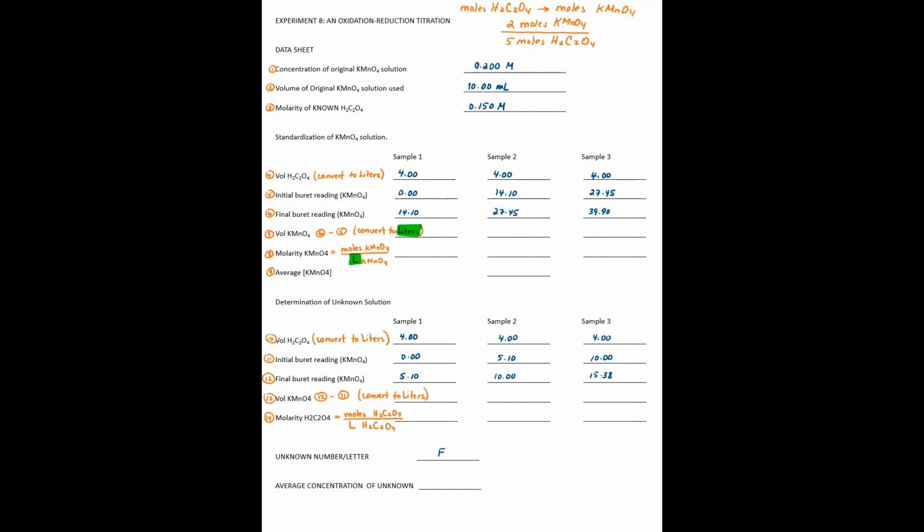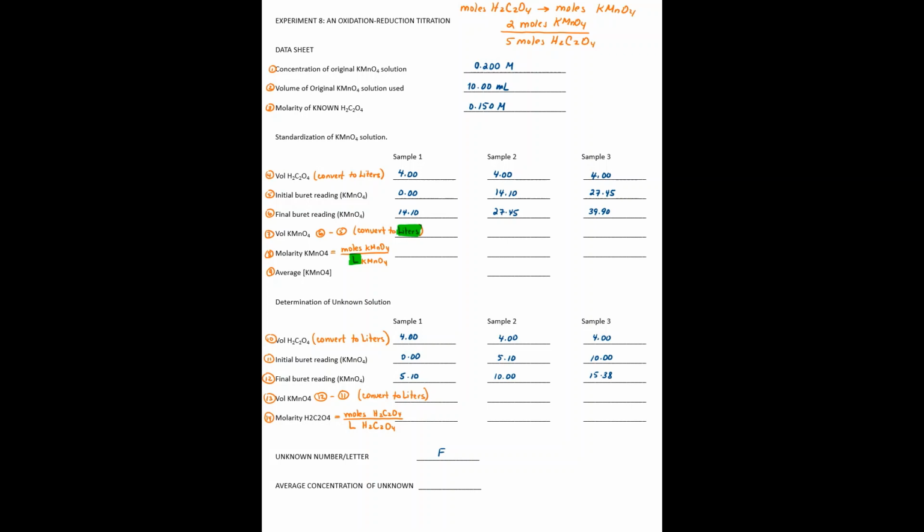Number 5 is your initial volume in the V-red. Number 6 is how much you're using from the permanganate to titrate the sample. To calculate the volume of your permanganate, that's just your final volume minus the initial volume. For example, in sample number 1, your final volume is 14.1, your initial volume is 0. So your volume of permanganate will be 14.10 minus 0, which is just 14.10.